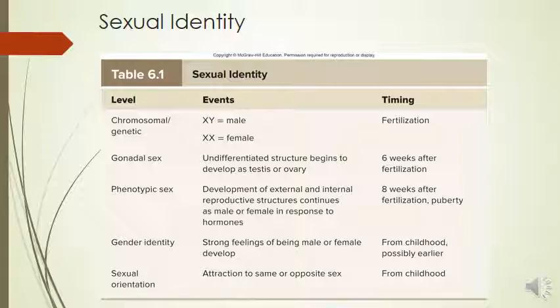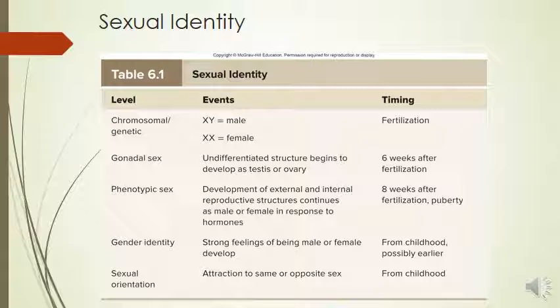This is a table which is showing sexual identity. In here you can see XY is a male, XX is a female, and the timing for this level is fertilization. Then we have gonadosex, which is undifferentiated structure begins to develop as a testis or an ovary. This is 6 weeks after fertilization.